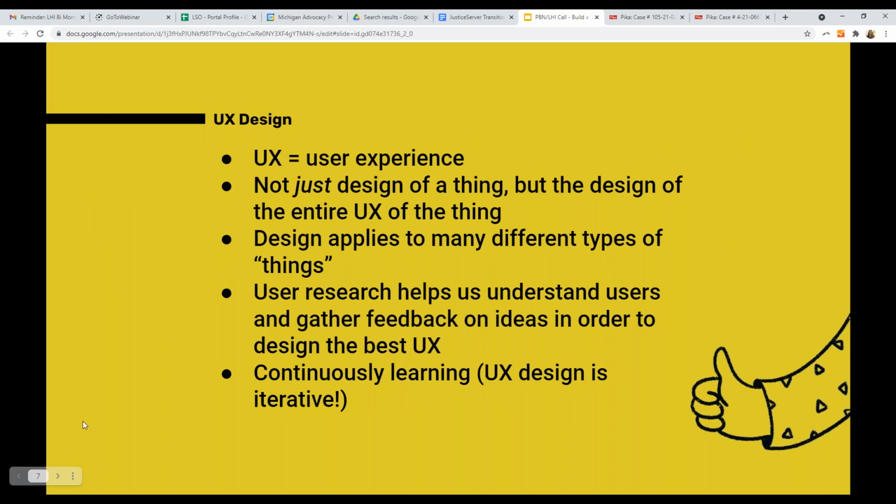So when we talk about user experience, I think it's very easy to think about the look and the feel of a website or an app. But we're actually zooming out a lot more. We're not just talking about the design of the thing, of the website, of the form, of the brochure, right? As Angela mentioned, this is very output agnostic, if you will. But the user experience is really how someone engages with that resource as a whole and what that experience is like for them. So design in this context can apply to many different types of things.